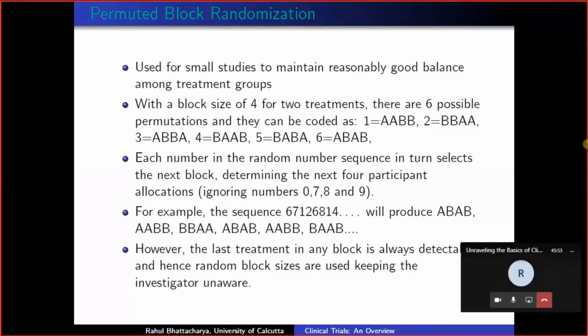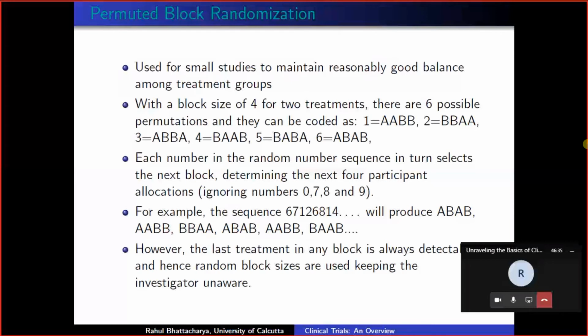Now the objective of this permuted block design is to strike a balance. Balance means balance within the groups. That is, you can see that in each block there are 2 A treatments and there are 2 B treatments. So whatever be the number of patients, the number of allocations of treatment A and the number of allocations of treatment B are exactly the same. So at the end of the trial, you find, say, 50 treatment A treated patients and 50 treatment B treated patients. So this is the basic idea of permuted block design.